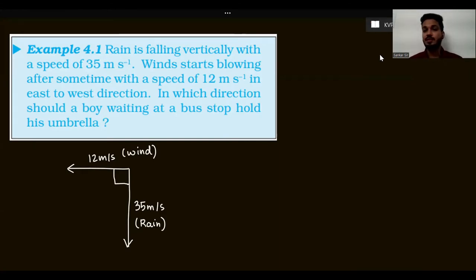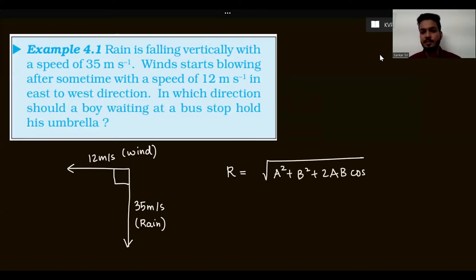But if you are confused, sir, how do we do it? So the best way, whenever you have two vectors, the easiest way is the parallelogram law of addition, because in that you don't have to think too much. You have a set formula for finding out the magnitude and the direction. So let's do this. Let's say R is equal to under root A square plus B square plus twice AB cos of 90 degree.